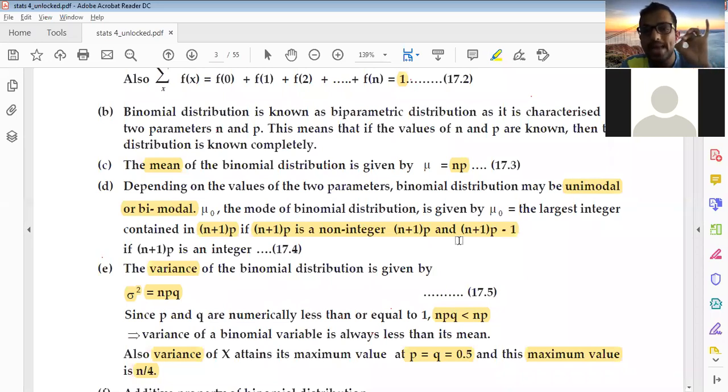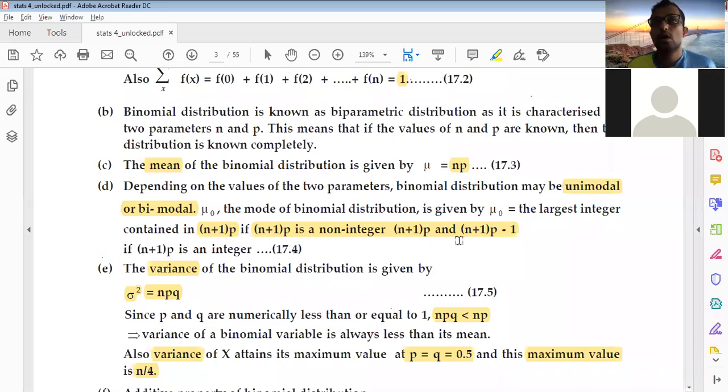And when we do (n plus 1) into p, if we get a decimal answer, there is only one mode. We will remove that decimal and take the whole number. No approximation. If we get the answer 5.13, we remove the .13 and we get 5. And that 5 becomes the mode of a binomial distribution. If we get 5.75, we remove the .75. This 5 will be the mode.